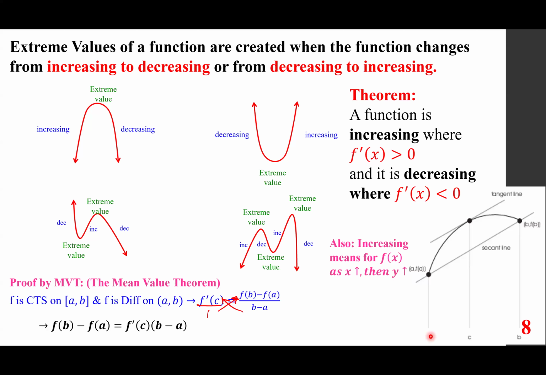In other words, as I go from left to right, so obviously b is larger than a. What about the y coordinate f(b)? If that one is larger, that makes it increasing. So let b be larger than a, meaning choose b to be on the right side. If f prime is positive, then this must be positive.